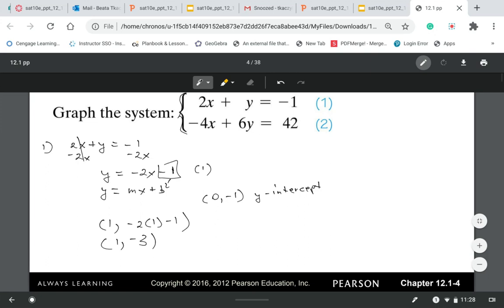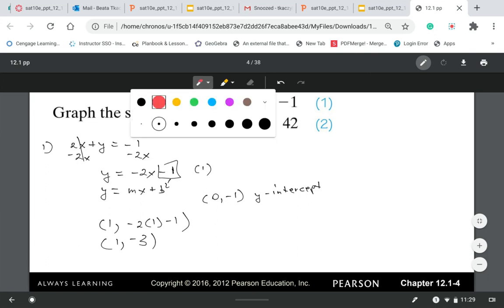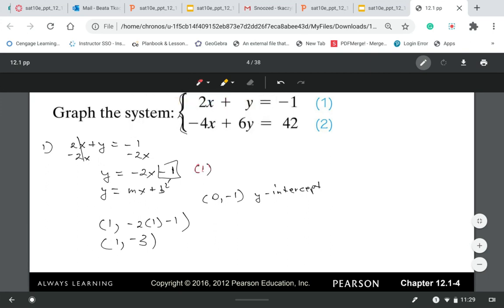So I'm going to graph, let's use red, the first straight line using those 2 points, (0, -1) and (1, -3).